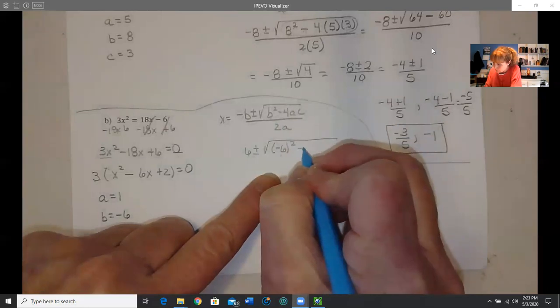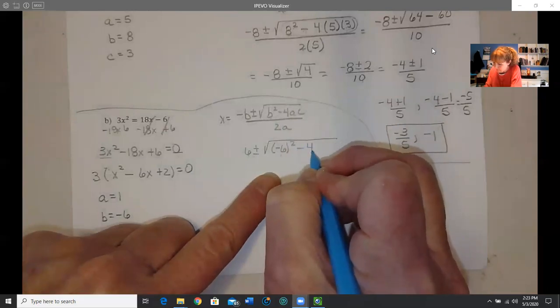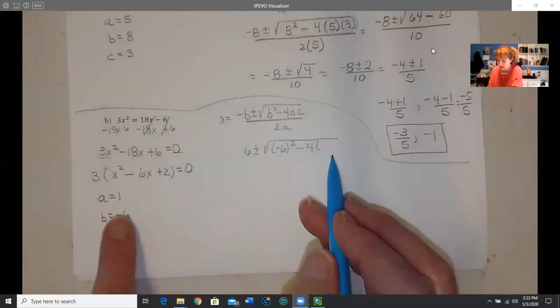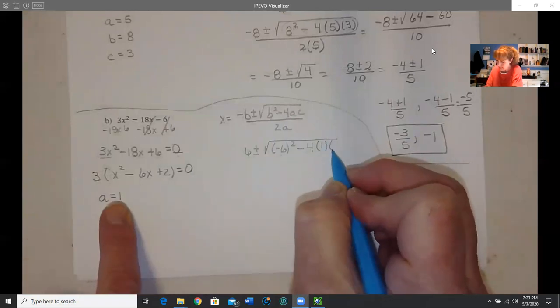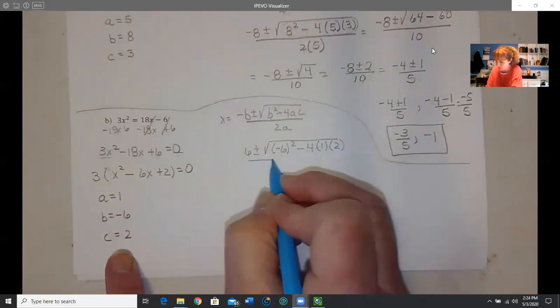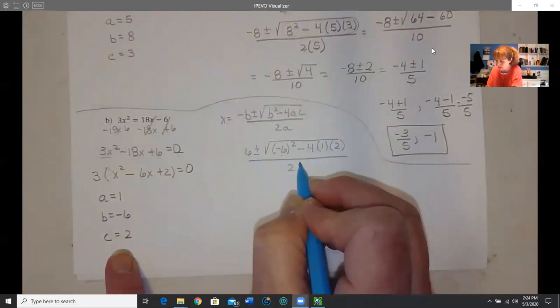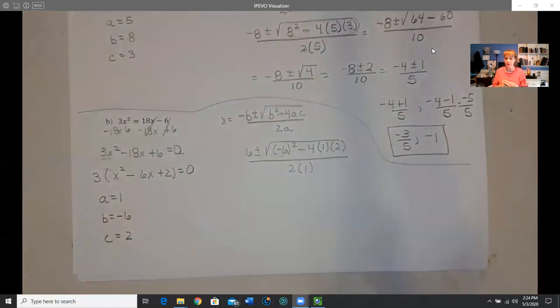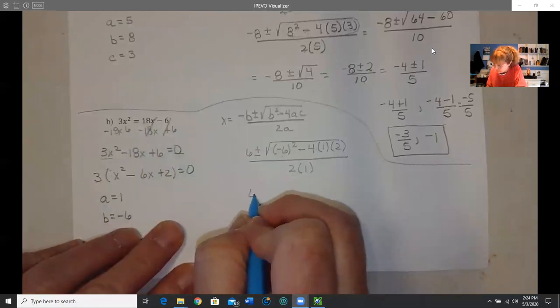Then we have subtract 4, part of the formula, so it is the subtraction. The a is 1, and the c is 2. All over, don't forget your 2 times your a. All right, there's your quadratic formula. That is your answer, but it needs to be simplified. These are the solutions to this equation, so we're going to go ahead and simplify.